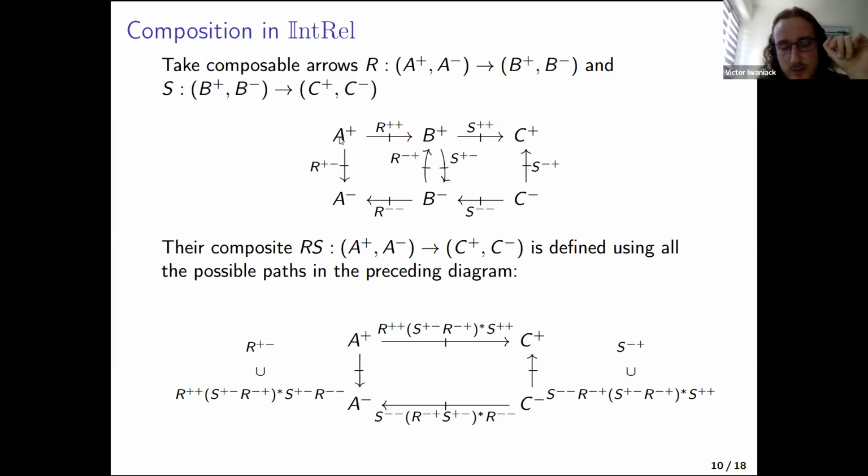Another quick remark: if you go from A plus to A minus, then you have two choices at the beginning. You can directly go from A plus to A minus with R plus minus, or you take a longer path. You go to B plus, B minus, you can go back to B plus, B minus as many times as you want. And then you go back to A minus with R minus minus. And this is why you have a union, because you have a choice of path. And then you have the same kind of formula with the reflexive transitive closure.